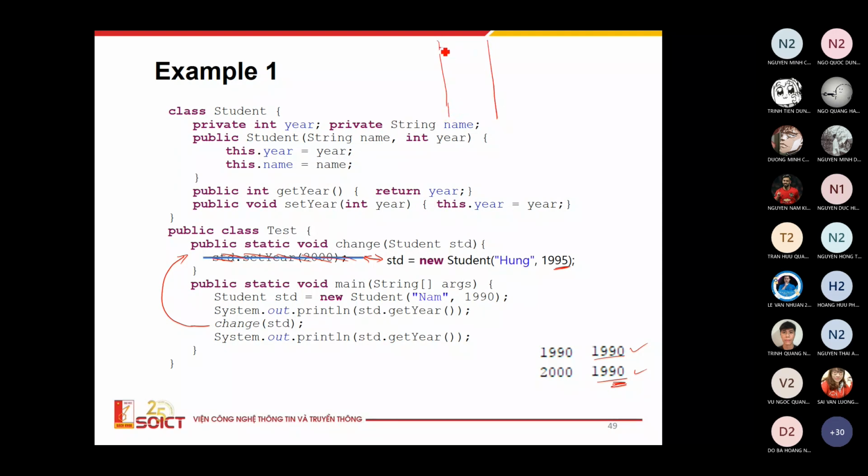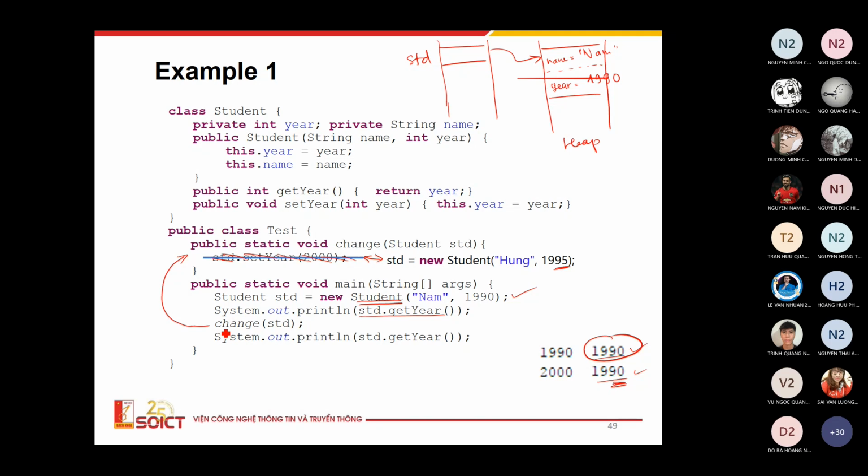Again, you have the STD in the main method, which refers to an object in the heap memory. At the beginning, with this constructor, the name is Nam and the year is 1990. This is for the first command, and it will print 1990. Okay, the first one is fine.